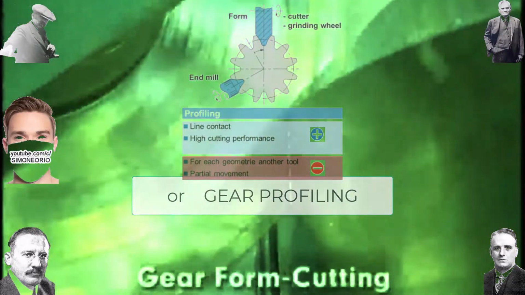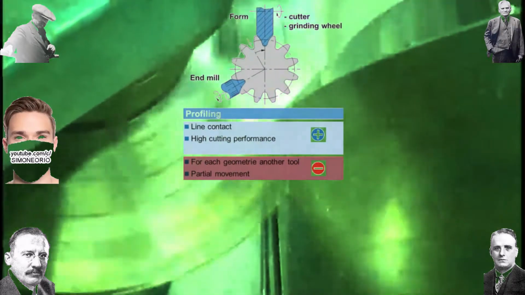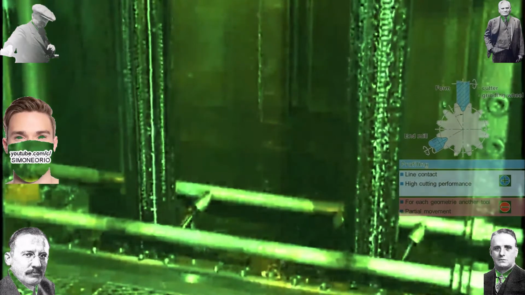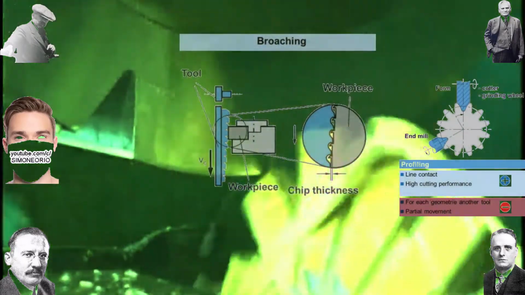Gear form cutting typically involves the use of formed tooth cutters that have the desired gear shape or profile. The primary gear form cutting processes include broaching and milling.